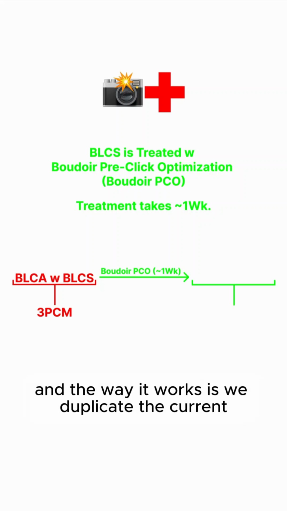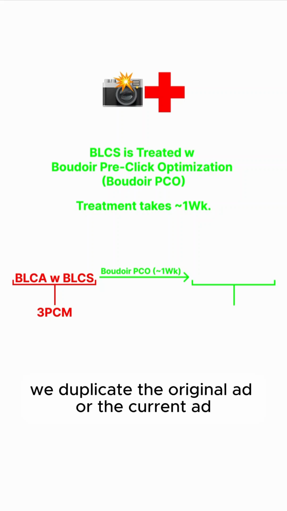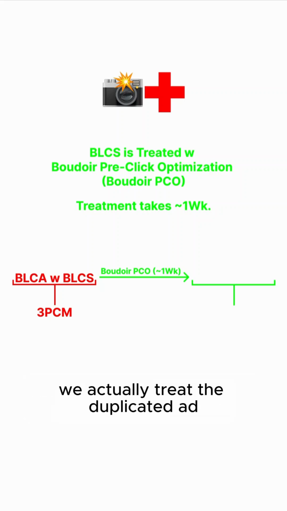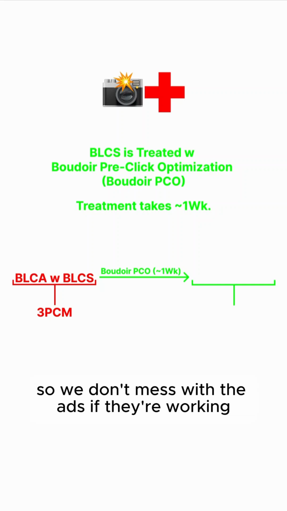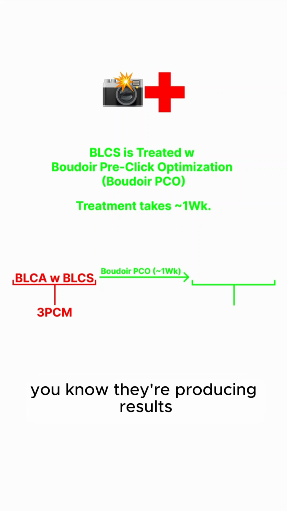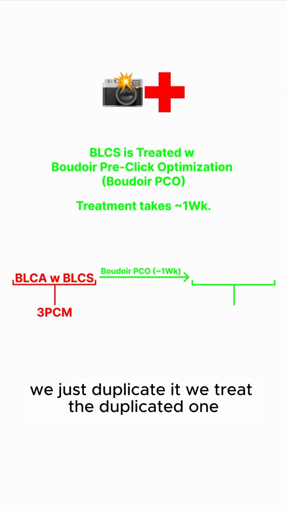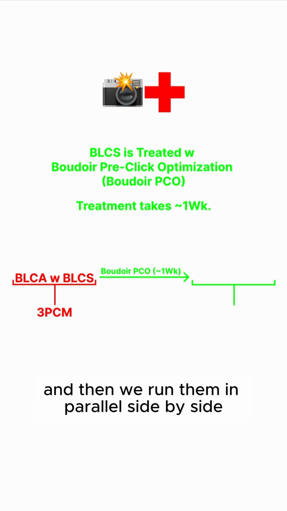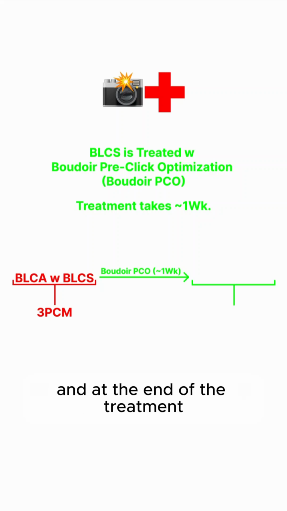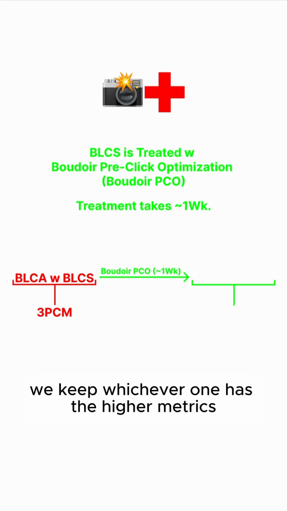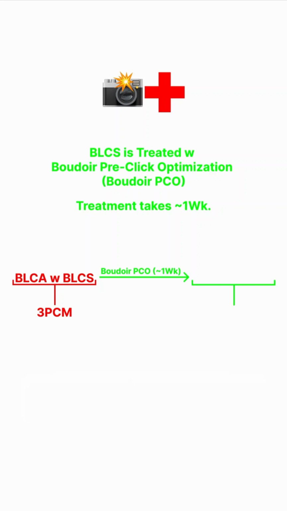The way it works is we duplicate the original ad, or the current ad. Leave that one alone. We actually treat the duplicated ad. So we don't mess with the ads if they're working. If they're producing results, we just duplicate it, treat the duplicated one, and then run them in parallel side by side, the Boudoir Pico treated one and the original. At the end of the treatment, we keep whichever one has the higher metrics.